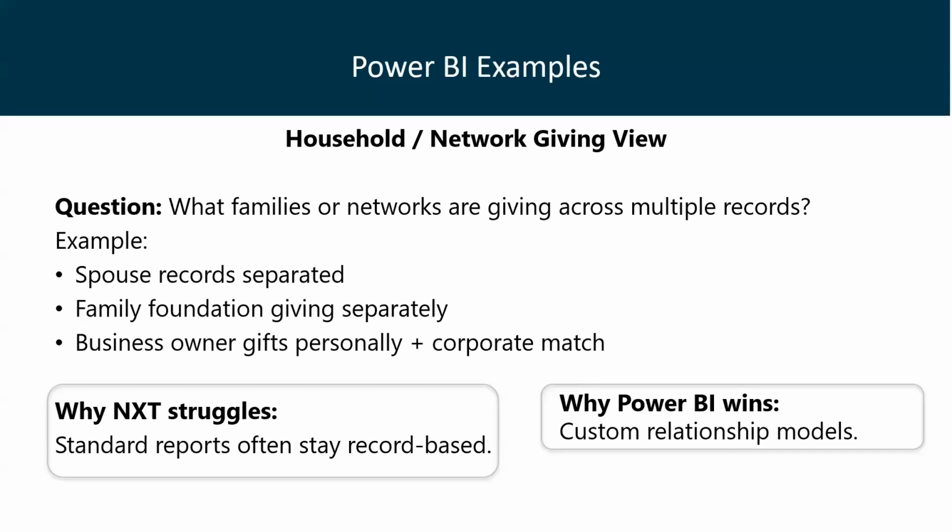So here, looking at households or network giving. So what families or networks are giving across multiple records. We all struggle sometimes when both spouses have a record, if they have a family foundation that's giving separately, if a business owner gifts personally and then does a corporate match. So being able to distill that information down into clean, clear information.